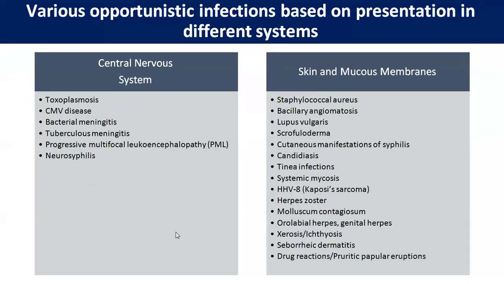immunodeficiency syndrome. So, central nervous system: toxoplasmosis, cytomegalovirus, bacterial meningitis, tubercular meningitis, progressive multifocal leukoencephalopathy. That is also very important, and neurosyphilis. So, skin and mucous membranes: Staphylococcus aureus, bacillary angiomatosis, lupus vulgaris, cutaneous manifestations of syphilis, candidiasis, tinea infections very predominant, systemic mycosis, Kaposi sarcoma again, herpes zoster, and so on.